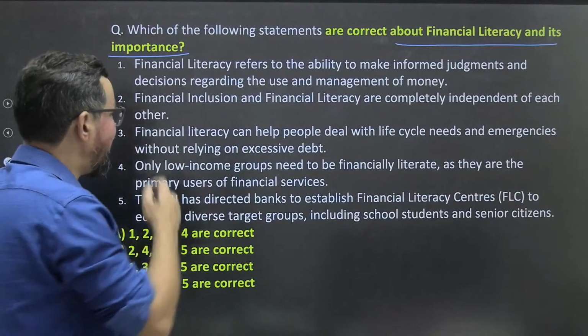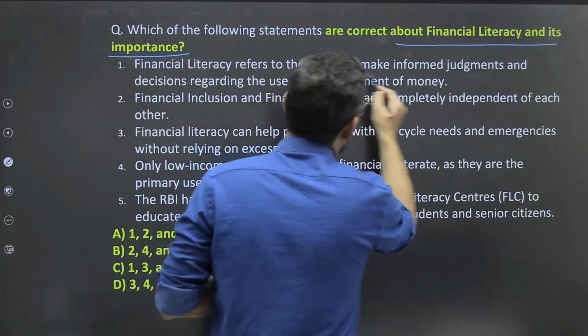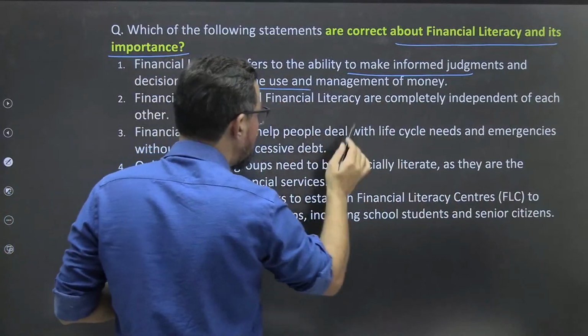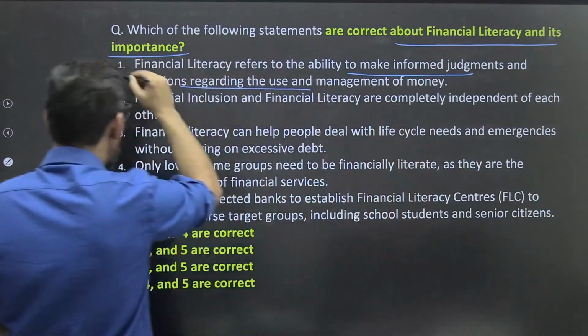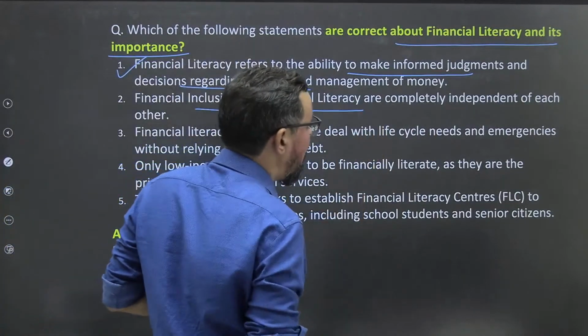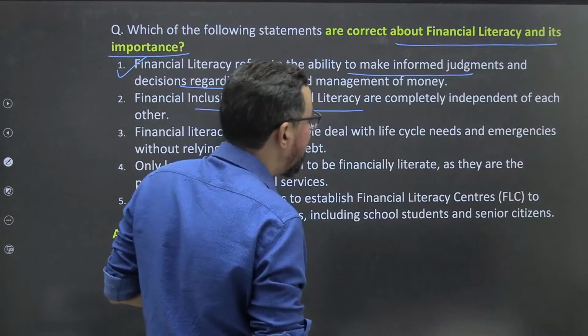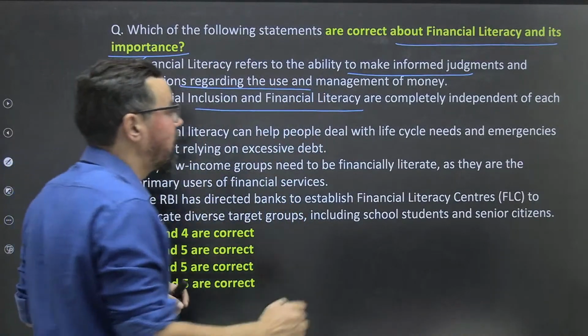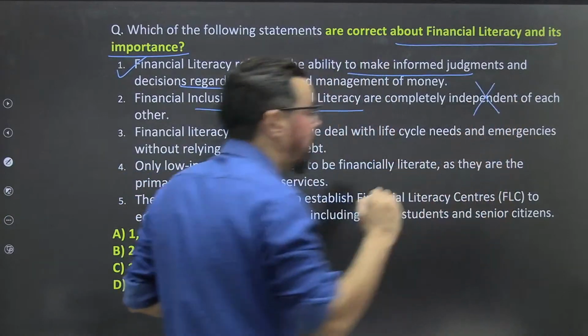So financial literacy refers to the ability to make informed judgment and decision regarding the use and management of money. First statement is true. Financial inclusion and financial literacy are completely independent of each other. No, they are linked. They are not independent, they are interdependent.